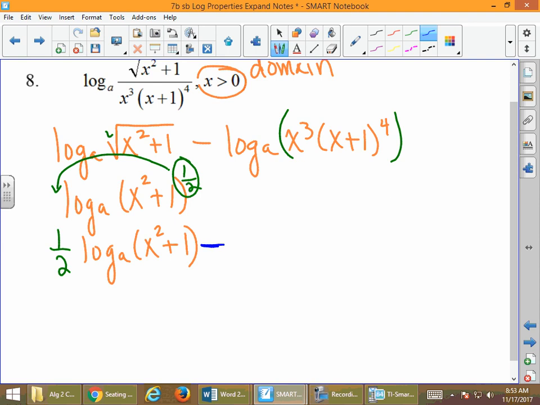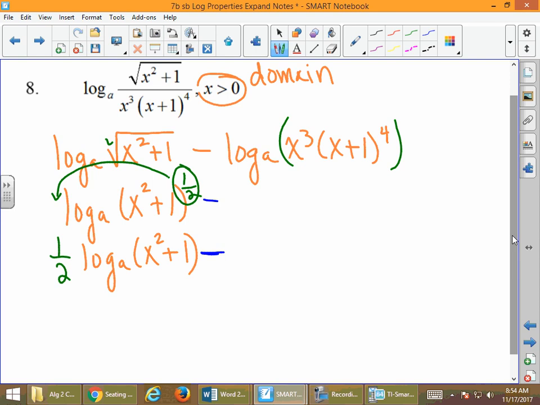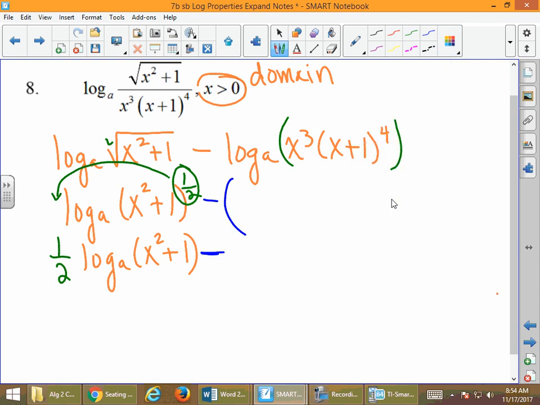We subtracted on this problem, so let's deal with what's over here in this second function to the right. Well, it's x cubed times x plus 1 to the 4th. So I'm going to put it in parentheses there, but when we break it apart, this is going to be log base A of x cubed plus log base A of x plus 1 to the 4th.